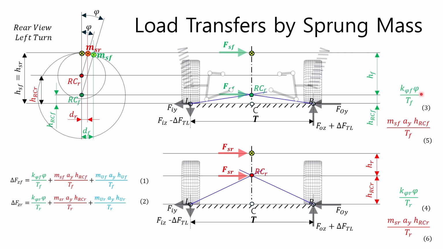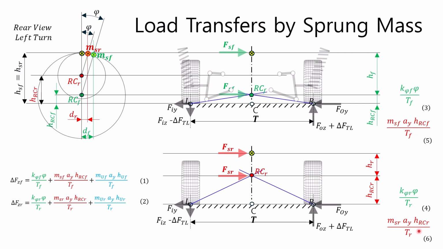Therefore, when the values of equations 3 and 4, which represent the load transfer through the spring and anti-roll bar, increase, the values of equations 5 and 6, which represent the load transfer through the suspension links, decrease, and conversely, when the values of equations 3 and 4 decrease, the values of equations 5 and 6 increase.